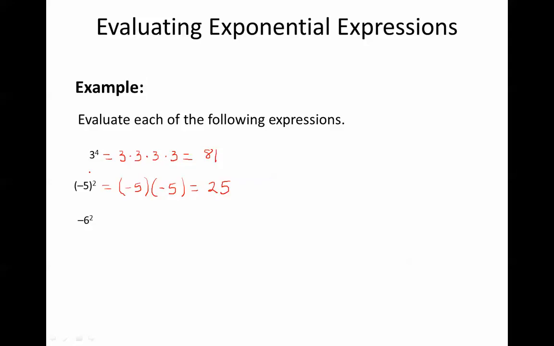Now make sure you notice the difference between the last one that we did and this one. Now on this one, this does not mean negative 6 times negative 6. This means negative 6 times 6. Since the negative 6 is not in parentheses, only the 6 is squared, not the negative 6. So when you multiply this, you get negative 36.